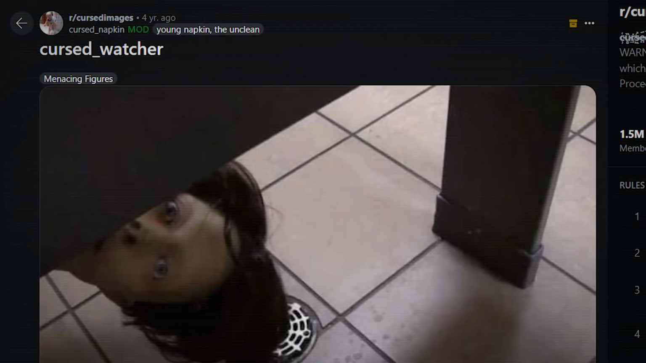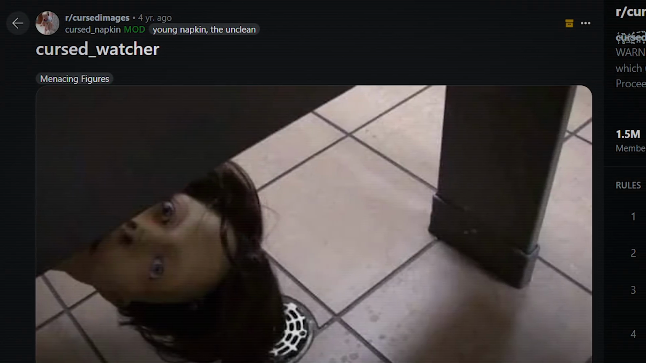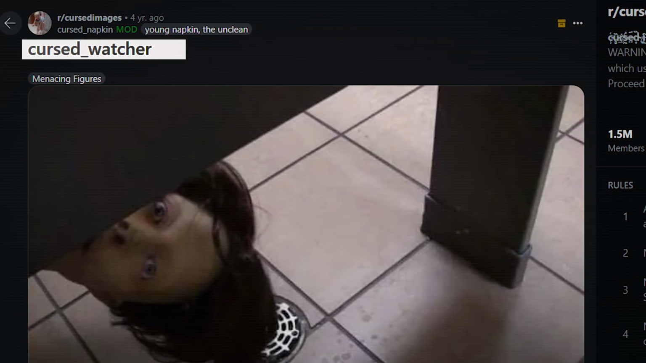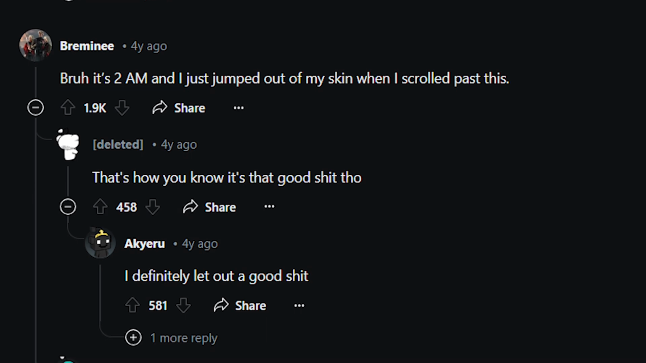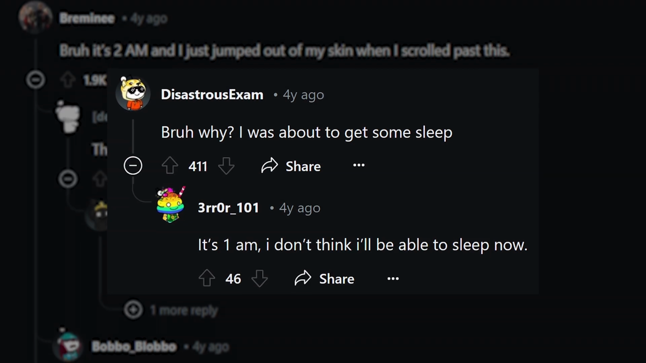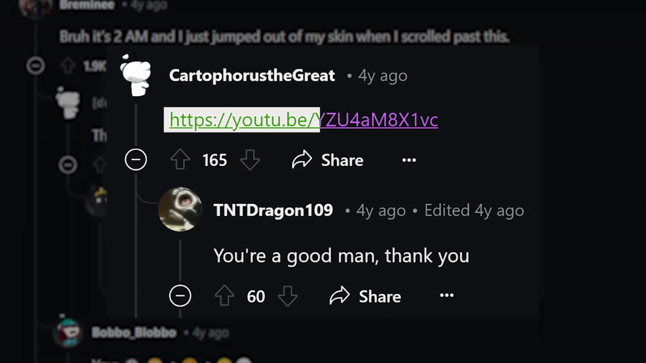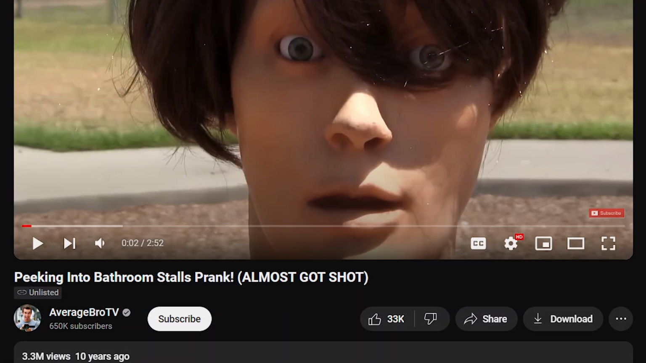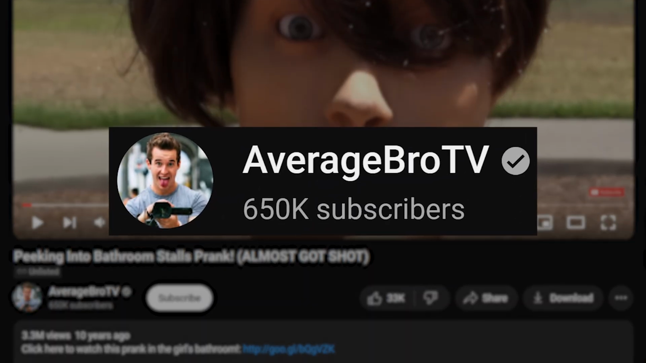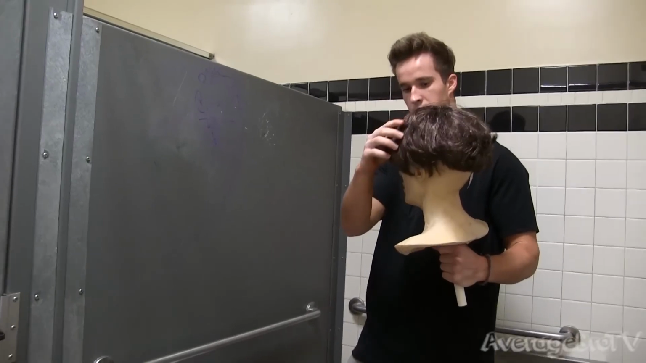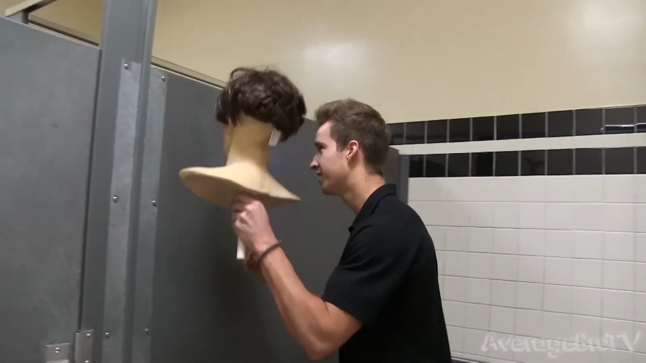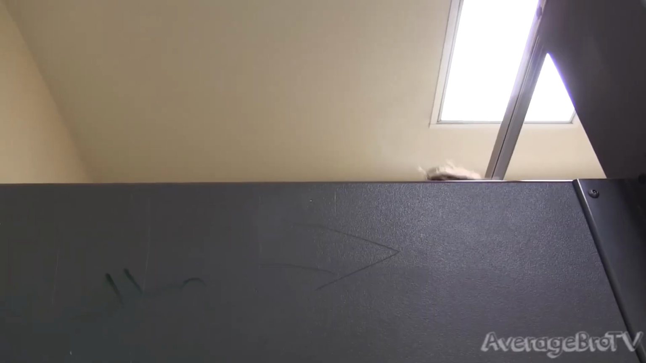I think that the popularity of this photo was brought by a Reddit post titled Cursed Watcher, which had no explanations at all about what was depicted in it. Besides numerous comments from people who were really disappointed by the unexpected appearance of this creepy head in their newsfeed, there was also a lot of useful information. It turned out that the cursed watcher is the head of a mannequin named Chester, belonging to a YouTube channel called Prank City. In the video, Looking into Bathroom Stalls Toilet Prank, its owner pranks unsuspecting people using the same head from the photo. It's just awful.